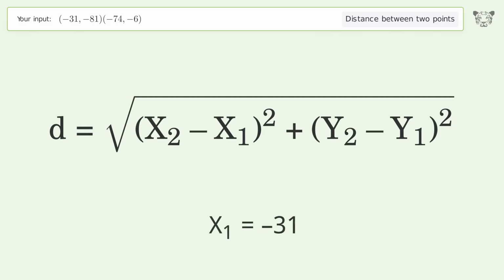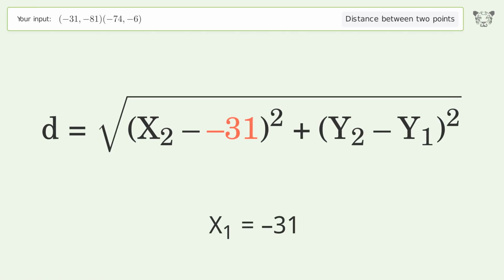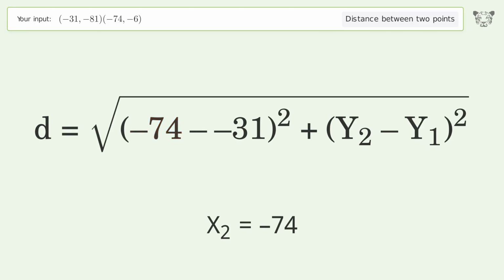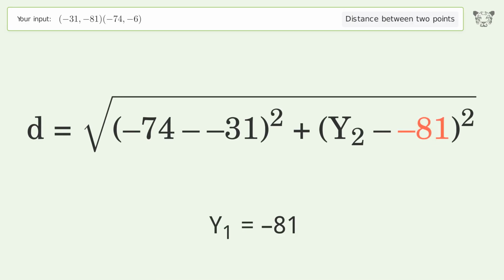x1 equals -31. x2 equals -74. y1 equals -81. y2 equals -6.